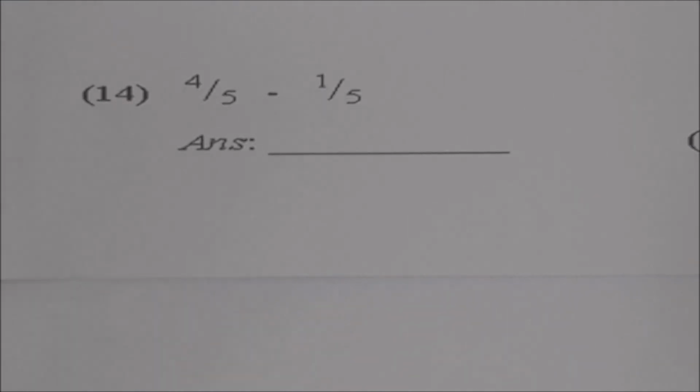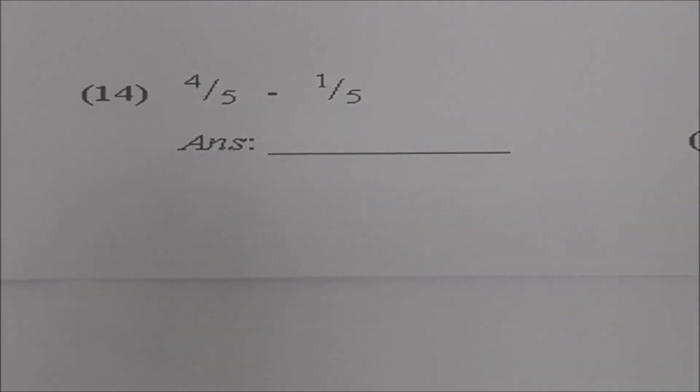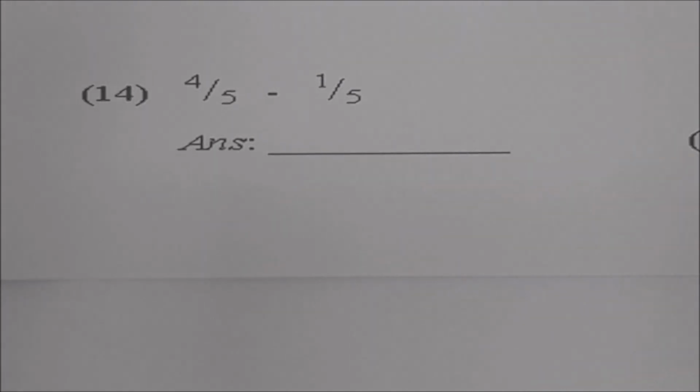Sky, you're number 14. What are you doing? 1 take away 4 over 4 fifths. 4 fifths take away 1 fifth. Okay, so you're subtracting fractions. So you have 4 fifths minus 1 fifth. Those of you at home, try and work it.